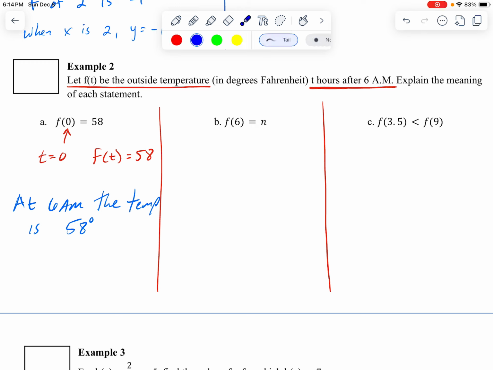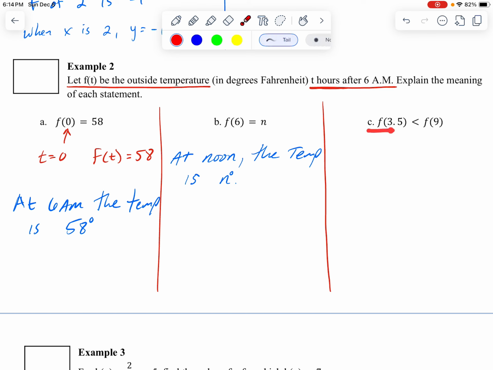Second one, f of 6 is equal to n. Again, this is our value of t. We want 6 hours after 6 a.m., so that would put us at 12 noon. And this represents our temperature, n. Even though that's not a number, we can still say what this represents. So at noon, the temperature is n degrees.